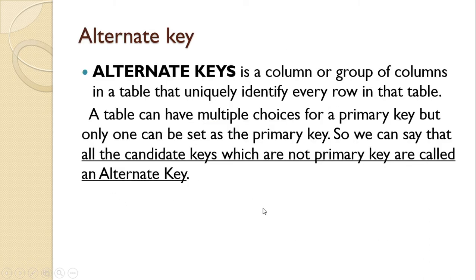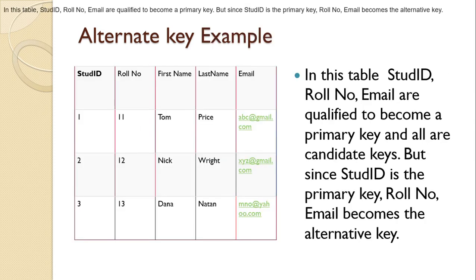Okay. Then we can say that the columns or group of columns in a table which have all the capabilities to become a primary key, or are candidate keys, but are not the primary key, are known as alternate keys. Example of alternate key: here are two columns, student ID and roll number. Both are candidate keys. We make the student ID the primary key, and then the roll number becomes the alternate key. Okay.